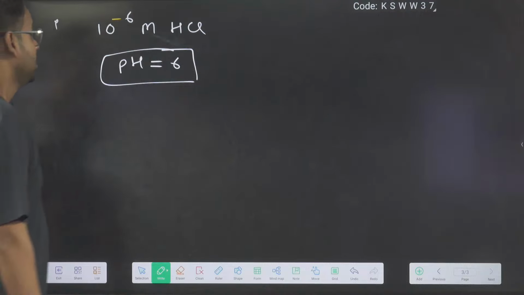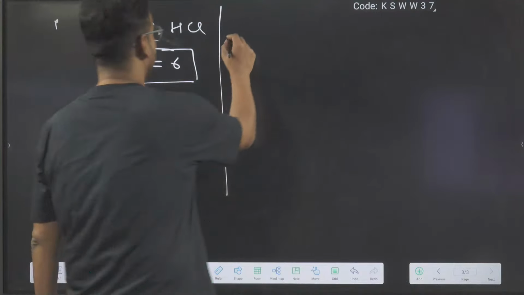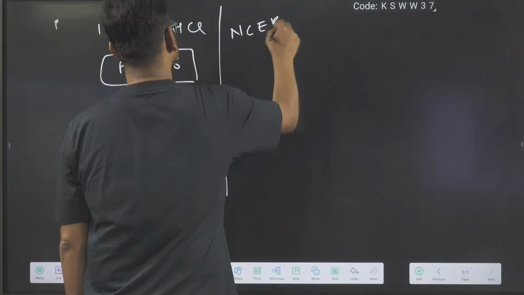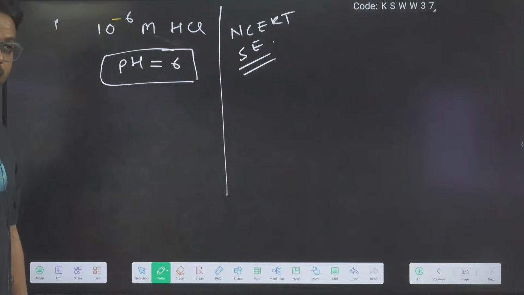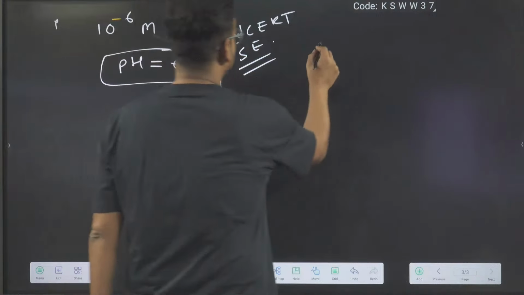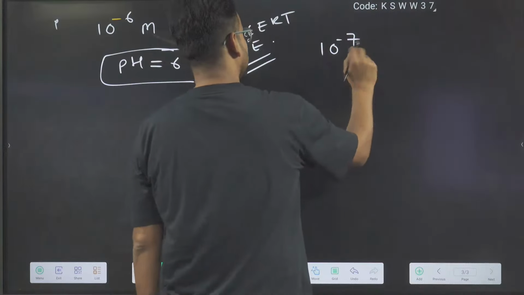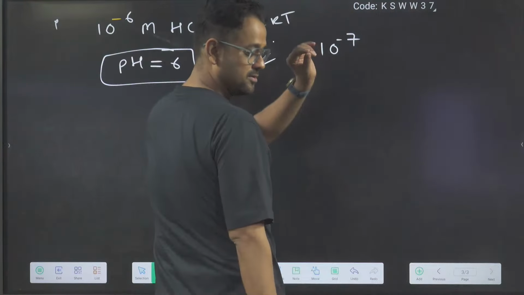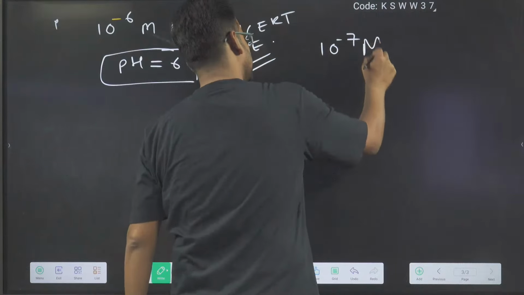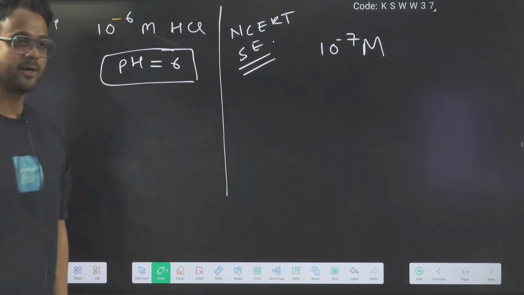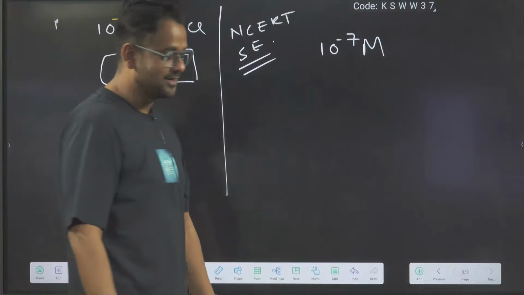Okay. Now, bringing you to the next part, NCERT solved example, important question. If I talk about 10 to the power minus 7 molar, the M which I write sometimes looks like small m, but always treat it as capital M. Capital M means molarity. Everywhere here we are talking about molarity. Please excuse my handwriting for that.